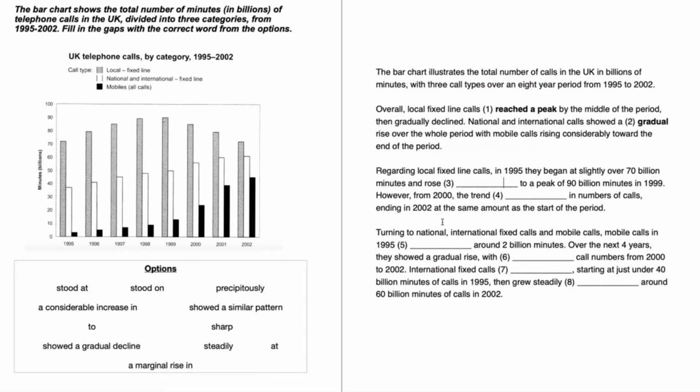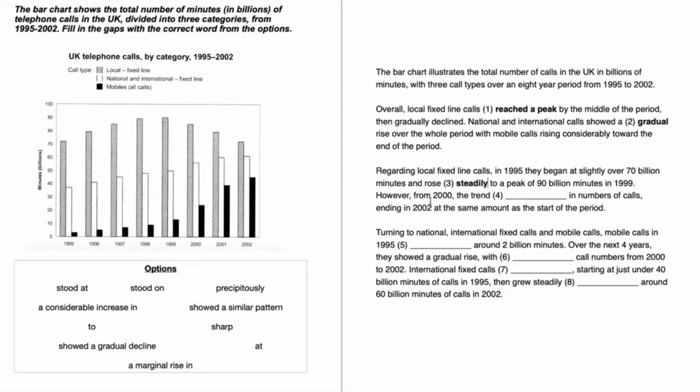Let's move on to our first body paragraph regarding local fixed line calls. In 1995, they began at slightly over 70 billion minutes and rose blank to a peak of 90 billion minutes in 1999. So a clue here is we see a verb, so we know we're going to be looking for an adverb. If we look at local fixed line calls, that's the gray. We're going to be looking here. In 1995, they began at slightly over 70 billion and they rose. You see, it is not sudden, it is not sharp. And so a perfect adverb that we see here would be steadily.